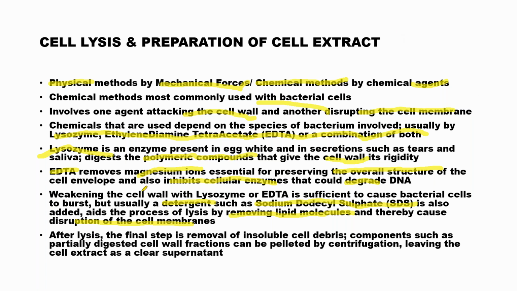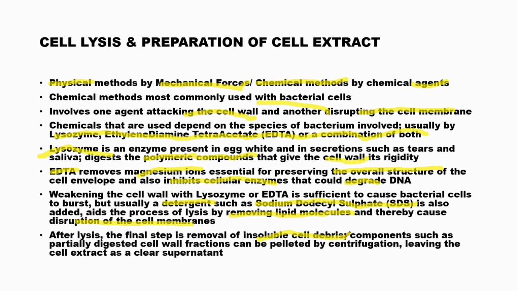Fine. Then the last point, after lysis. So now cell lysis is over. The final step is removal of insoluble cell debris. When cell lysis happens, the insoluble cell debris, like the remains of the cell wall, will come. The remains of the plasma membrane will be there. All the intracellular organelles will be there. DNA is there, RNA is there, proteins are there. It will be a mixture. So now we have to remove all the insoluble cell debris.